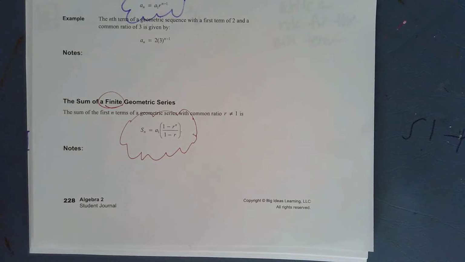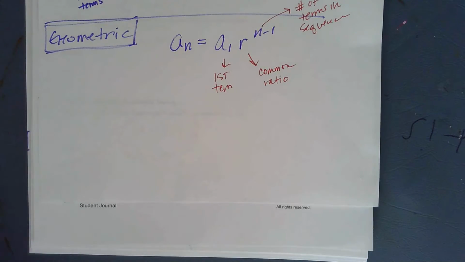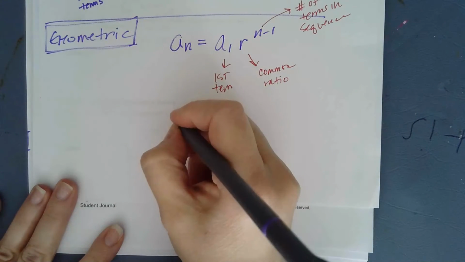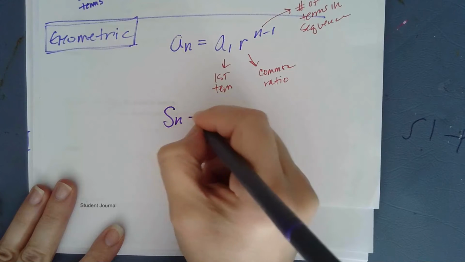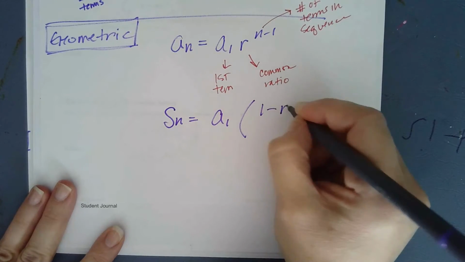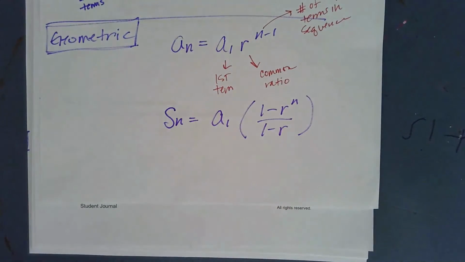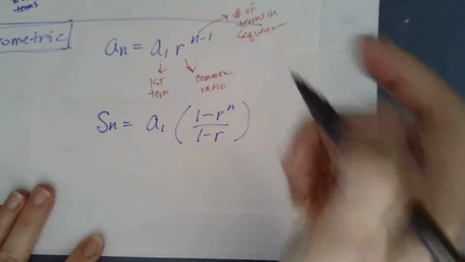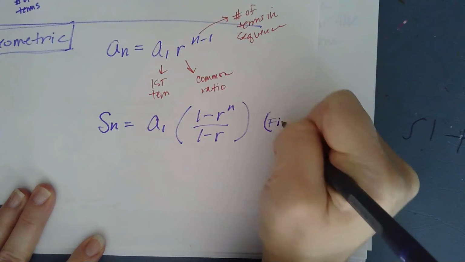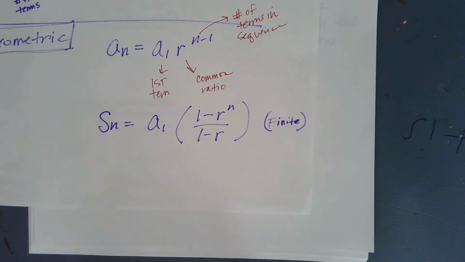So this one is a little weird, but let's go ahead and go back to this page and let's write this one down. So this is S of n equals a sub 1, 1 minus r to the n, over 1 minus r. All right, so again, this is for a finite geometric series, and we are going to get into one that's infinite, so if it's helpful to you, you may want to write down finite after it.